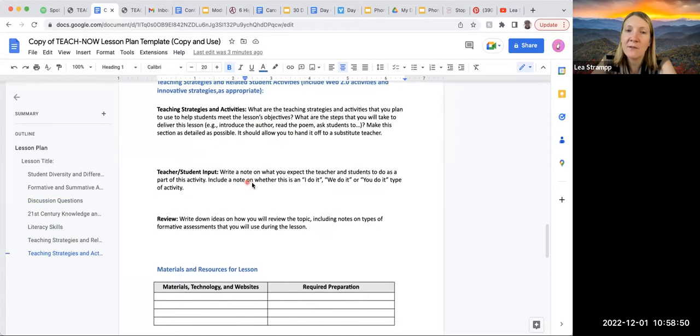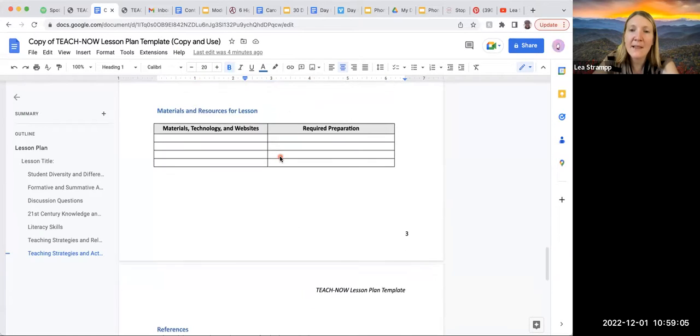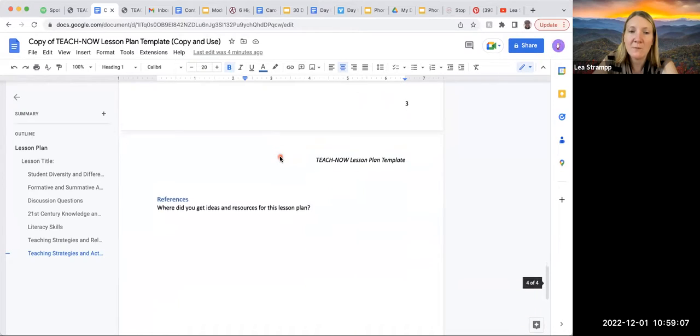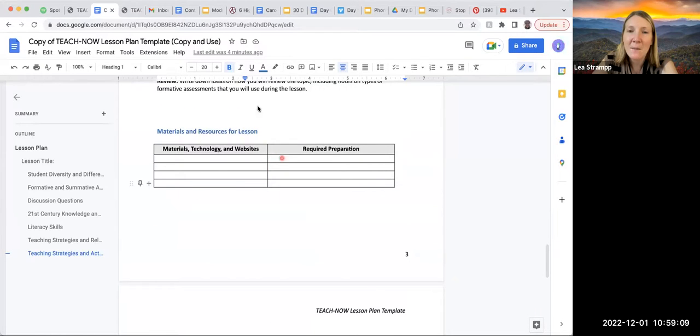This is where you're going to kind of layer out your activities. So maybe you start with a review at the beginning of class, then move into a game, and then move into a discussion, and then move into a worksheet. This would be where you label that. And then the last section here, well, there's references as well, but the last main section here focusing on this lesson is going to be your materials, technology, and websites.